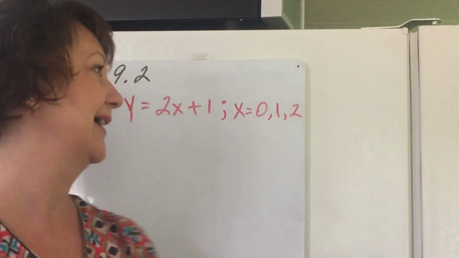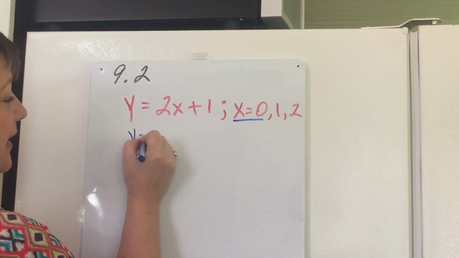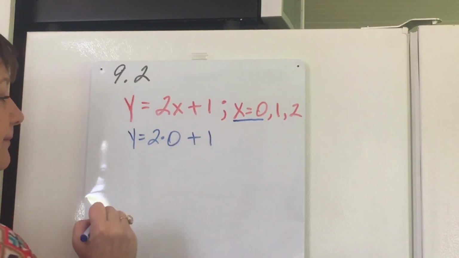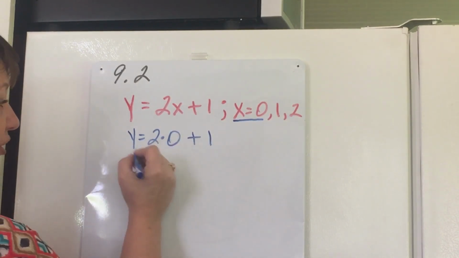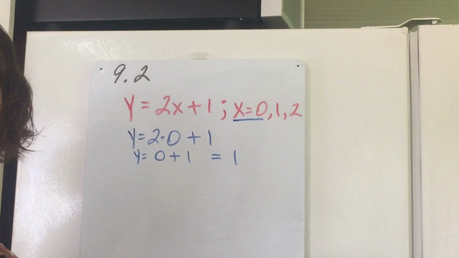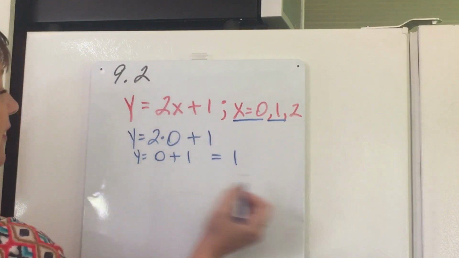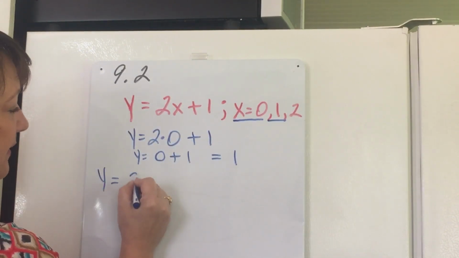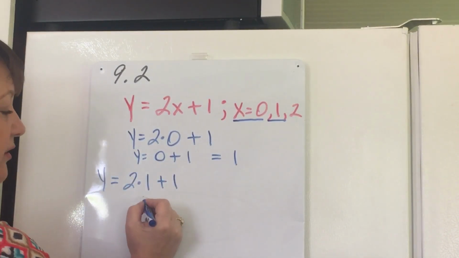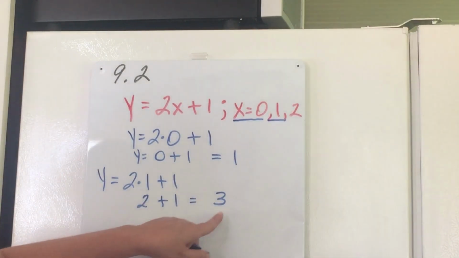So let's say I put in 0 for x. So that means y equals 2 times 0 plus 1. 2 times 0 is just 0 plus 1. So y could be 1. Now let's put 1 into my original equation. So that makes it y equals 2 times 1 plus 1. 2 times 1 is 2 plus 1. So y could be 3.